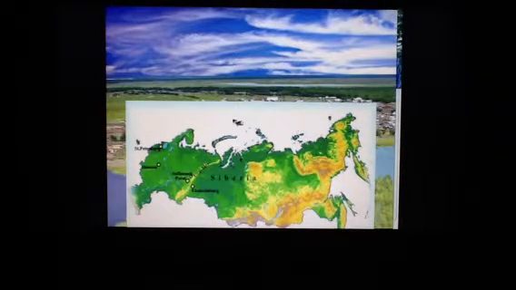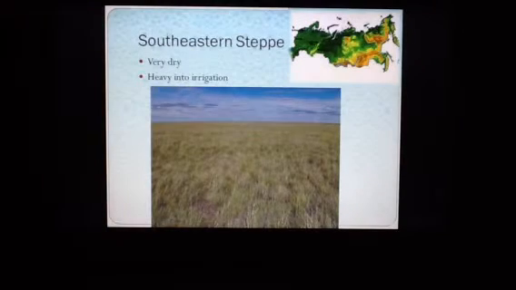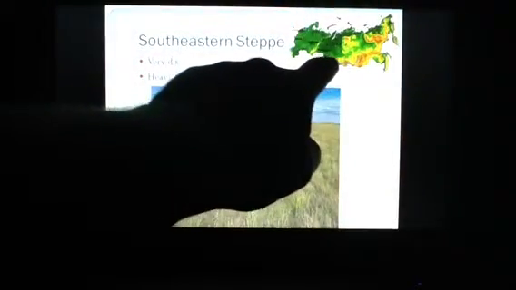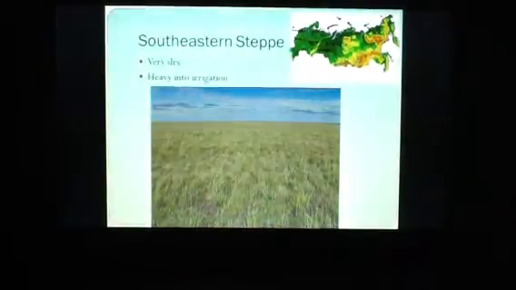I put the picture below or behind the map, sorry. But that's a picture during the summer of what it looks like in the plateau of Siberia. The southeastern steppe is very, very dry. This is the bottom portion down here, and then the area that's in white down below there.